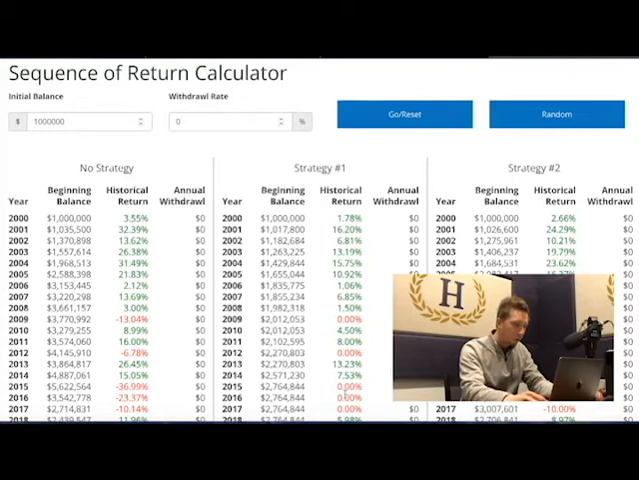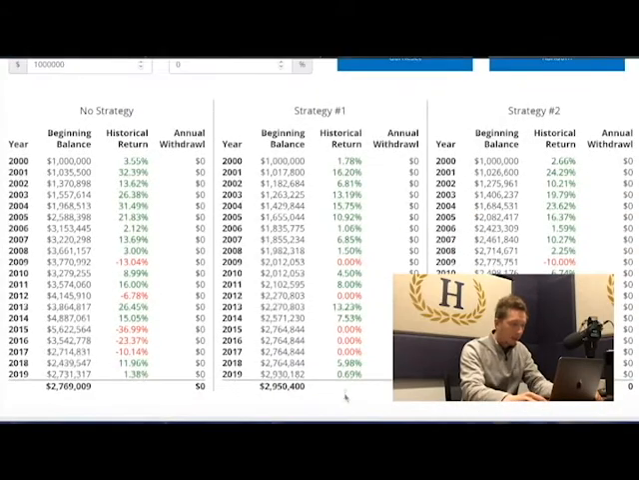Okay, so as we were discussing, let's look at the sequence of return calculator to give us a visual on how large market declines can impact our retirements. Let's start by looking at the S&P from 2000 to 2019. If you look at 2015, we can see there's a 36.99% loss right here. And we know for many of us that happened in 2008, and that affected our portfolios a great deal.